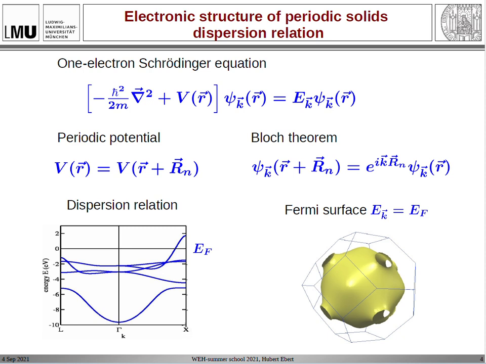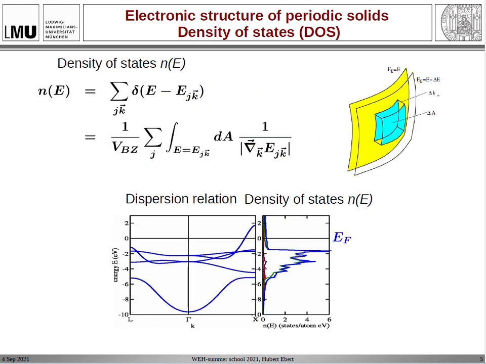That means in practice we pick a k vector in k space, and then we look for the corresponding eigenvalues. And we plotted here the solution. That means the dispersion relation as a function of the k vectors, or we can demonstrate it for a certain energy, giving the corresponding solutions in terms of a Fermi surface. Now, this is definitely the most detailed information we can have for a solid. For many applications or questions, it's sufficient to have a measure for the number of states in a certain energy window, and this leads, of course, to the density of states with a corresponding expression.